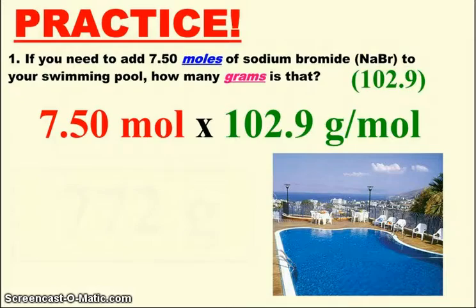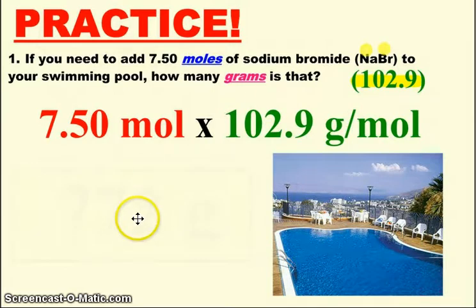So our first practice problem is looking at you have 7.50 moles of sodium bromide, and that's going into your swimming pool. How many grams is that? Well, to get from Moleville to Mass City, from moles to mass, we need to multiply by the periodic table molar mass, and that's what 102.9 is for sodium bromide. Sodium is 23.0, bromine is 79.9. So you add those together, 102.9.